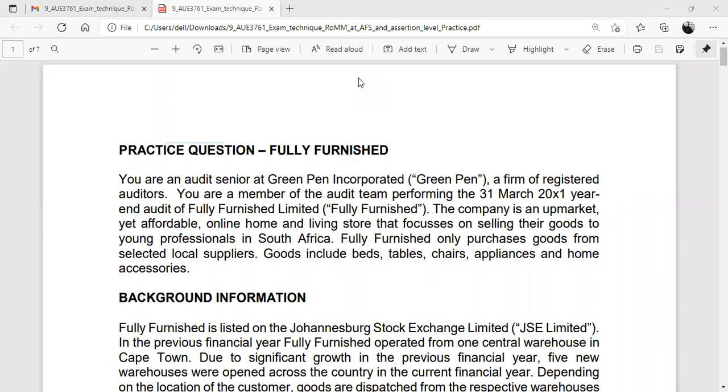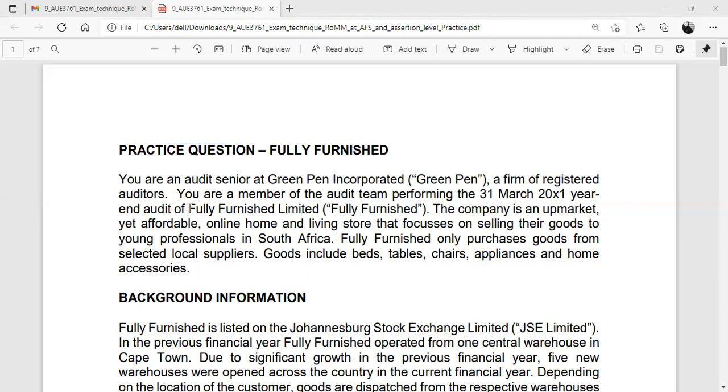So let's have a look at this question. Like I already said, it's a practice question from UNISA. So let's go through it. It says you are an audit senior at Green Pen Incorporated, a firm of registered auditors. You are a member of the audit team performing the 31 March 20X1 year-end audit of Fully Furnished Limited.